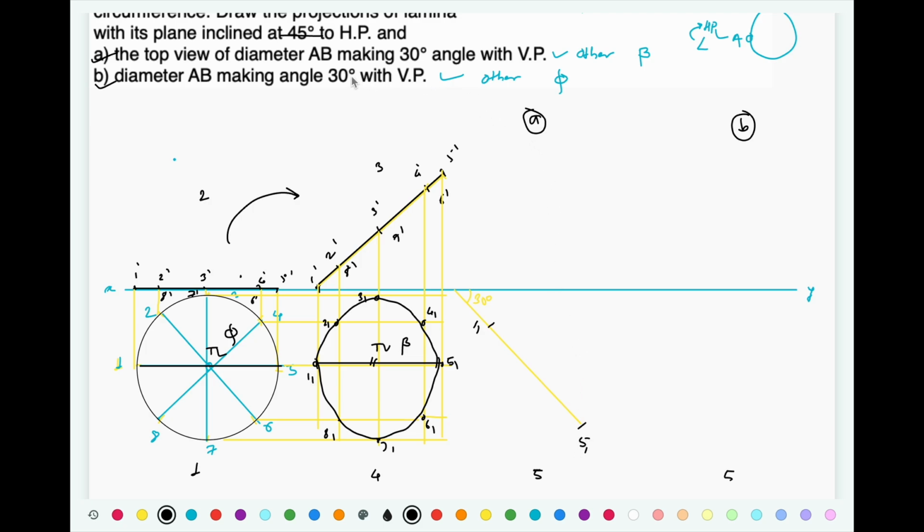So on this 30 degree line we are simply going to locate 1 1 and 5 1, because the first one is top view of diameter 30 degree inclined to VP, so the given angle is beta, so we can draw this top view directly on this 30 degree line. So this is 1 5, then locate the remaining points. You know how to locate the remaining points, and then complete the ellipse. Okay, then project all the points for the front view.